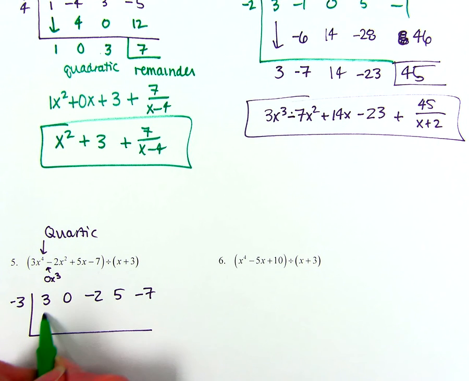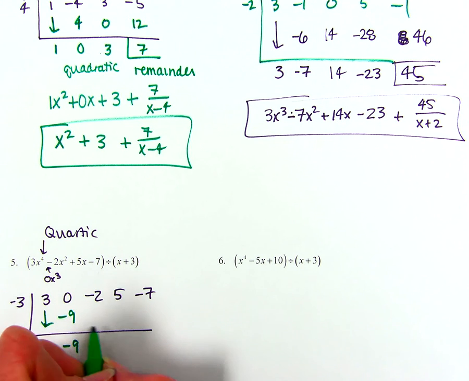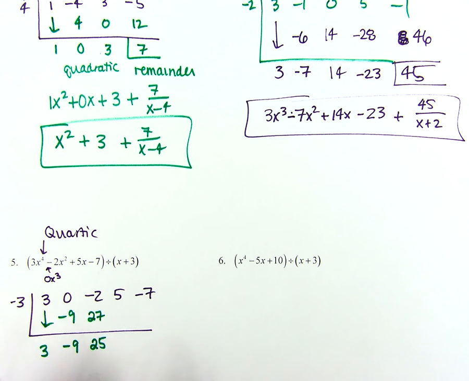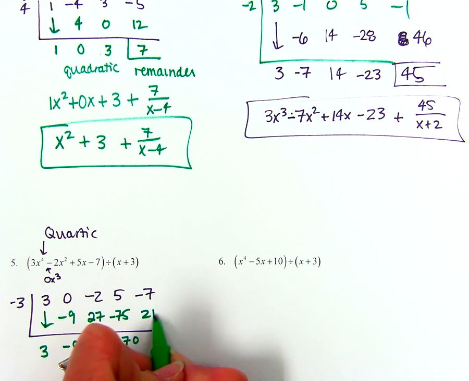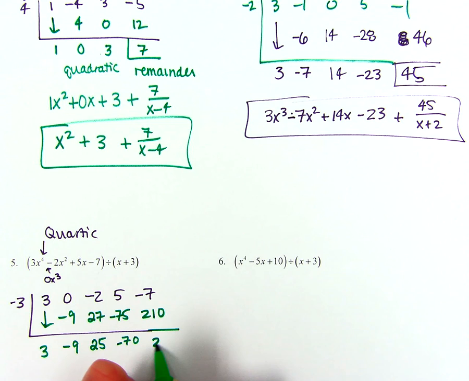All right, so now let's do our synthetic division. Bring down the 3, and you multiply. You get negative 9. And you add, you get negative 9. You multiply, you get 27. You add, you get 25. You multiply, you get negative 75. You add, you get negative 70. You multiply, you get 210. And when I add, I get 203. That last number is my remainder.